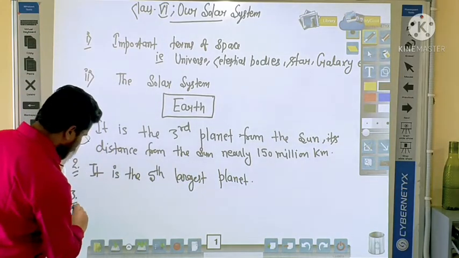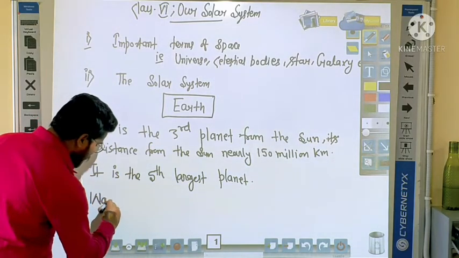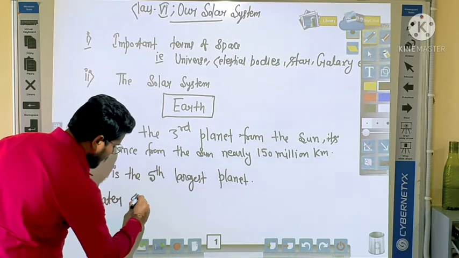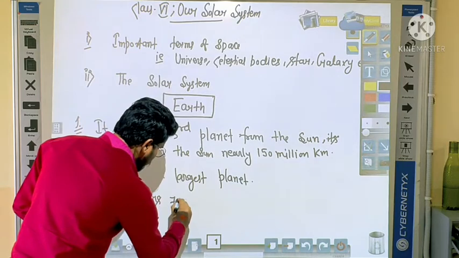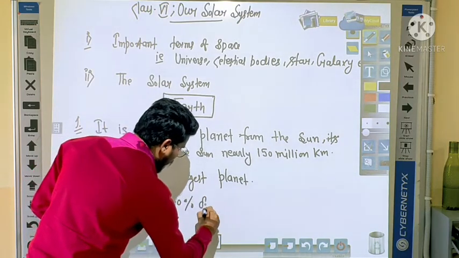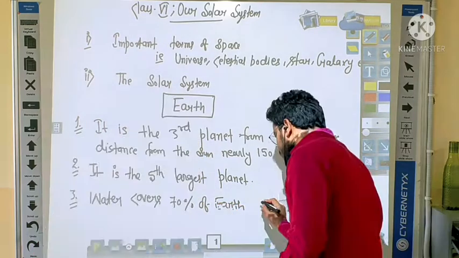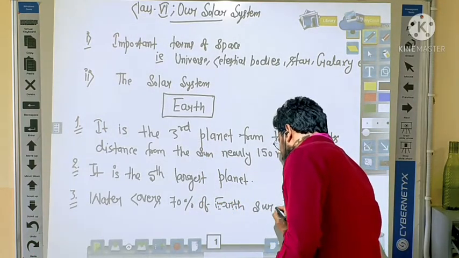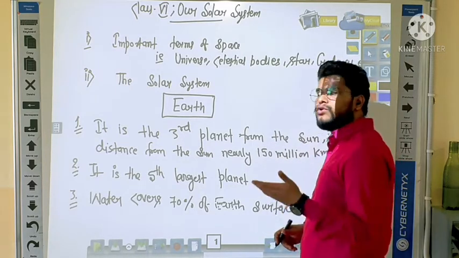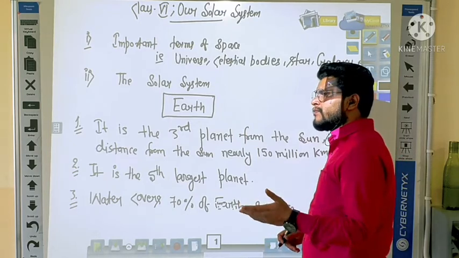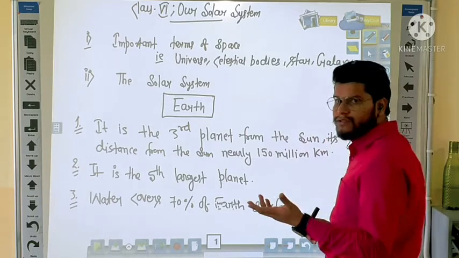And the third fact, water cover 70% of Earth surface, so that it contains ocean, seas, lakes, river, etc. and ice also.